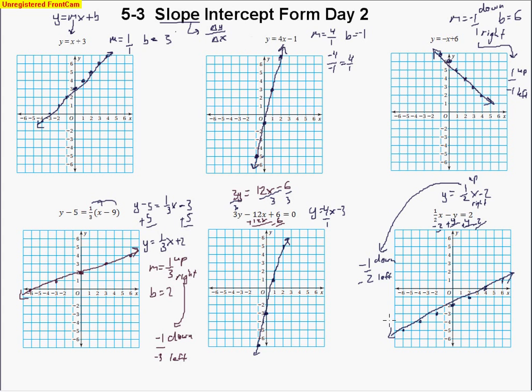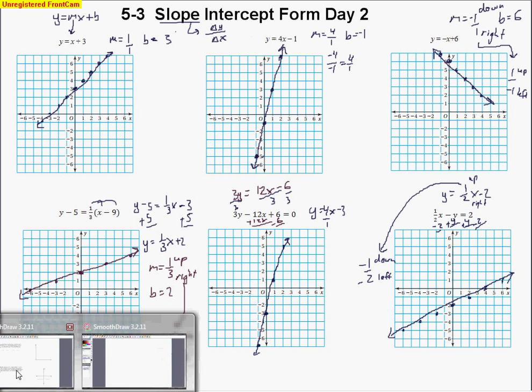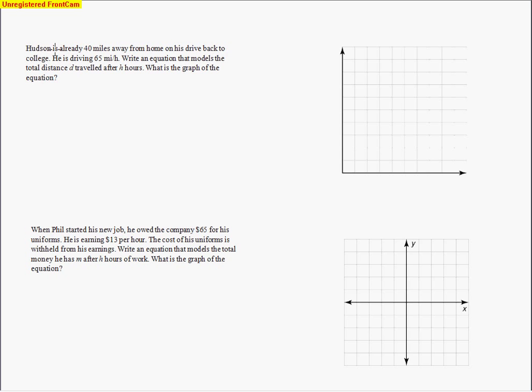So we're going to use that concept to graph. It works really quickly, quicker than you could put it into a calculator or come up with values of y from values of x. So let's take a look at some other problems that we'll see. Here we've got a couple word problems. It says Hudson is already 40 miles away from home. So 40 miles away from home, and on his drive back to college, he is driving 65 miles per hour. Write an equation that models the distance d traveled after h hours. And what is the graph of the equation?